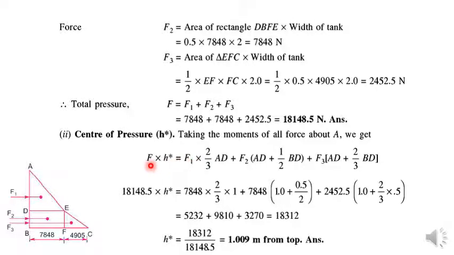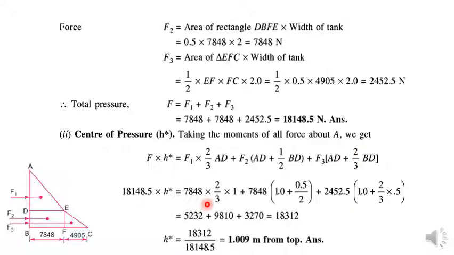So on one side we have F into H steric, and on the other side we have F1 into the moment arm from the center of gravity till the free water surface of the first area. Then F2 multiplied by the distance, the moment arm, from the center of gravity till the free water surface of this tank. And similarly, the third force F3 multiplied by the moment arm, that is the distance of the center of gravity of the third area till the free water surface.